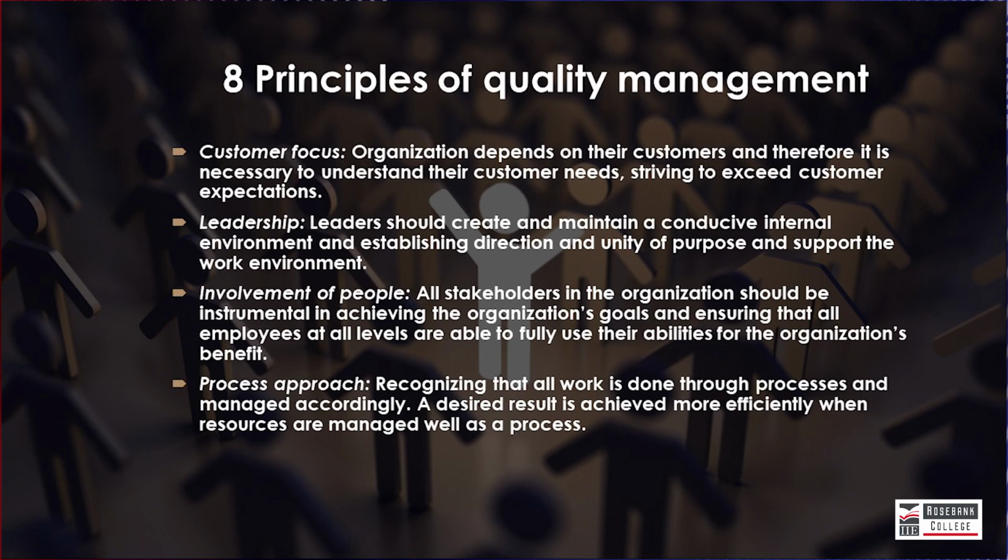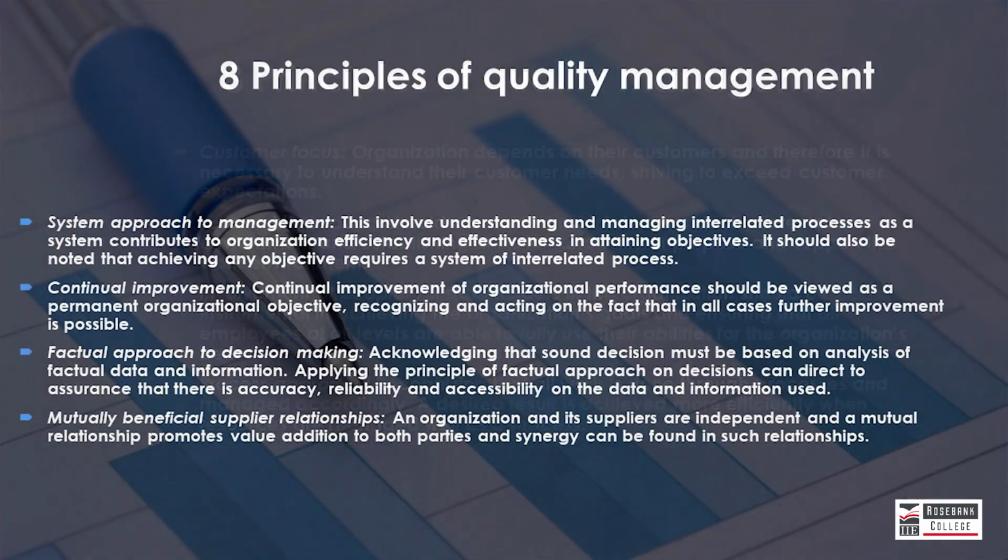The next one is process approach. Recognizing all work is done through processes and managed accordingly. A desired result is achieved more efficiently when resources are managed well as a process. This involves understanding and managing interrelated processes as a system, contributing to the organization's efficiency and effectiveness in attaining its objectives. It should also be noted that achieving an objective requires a system of interrelated processes.